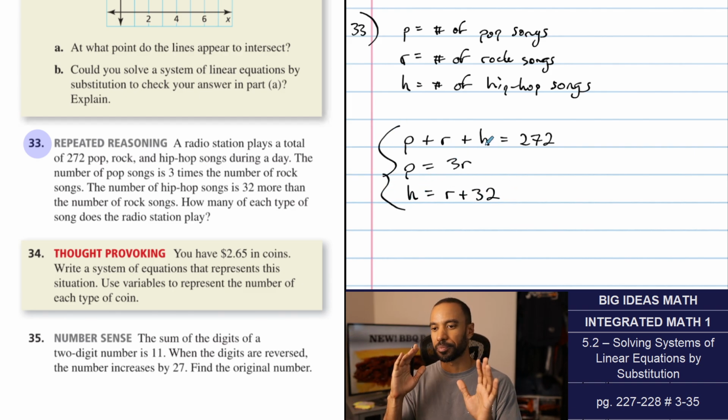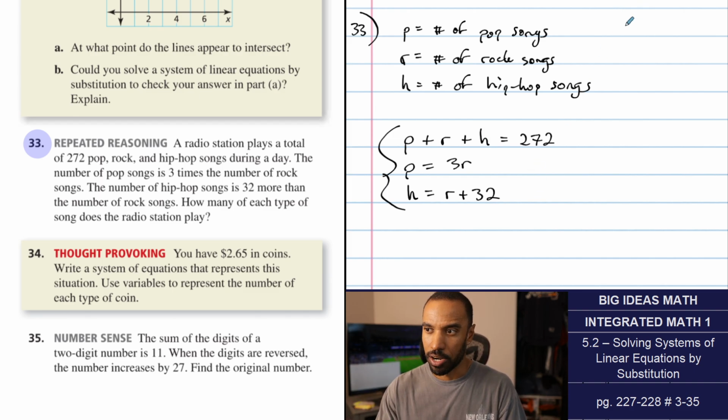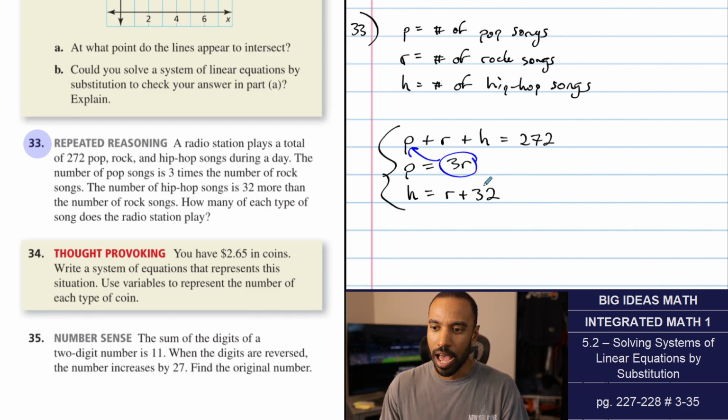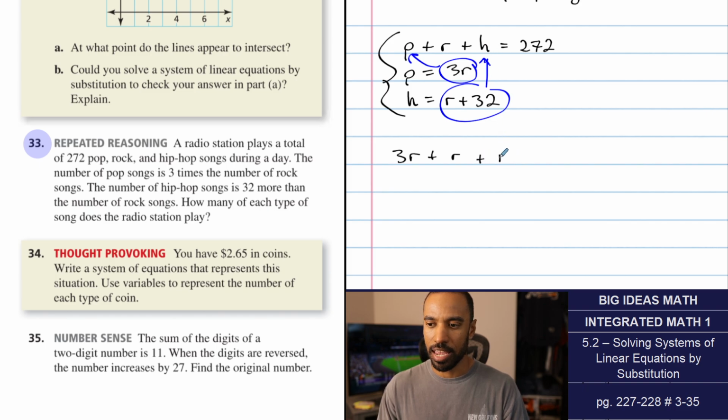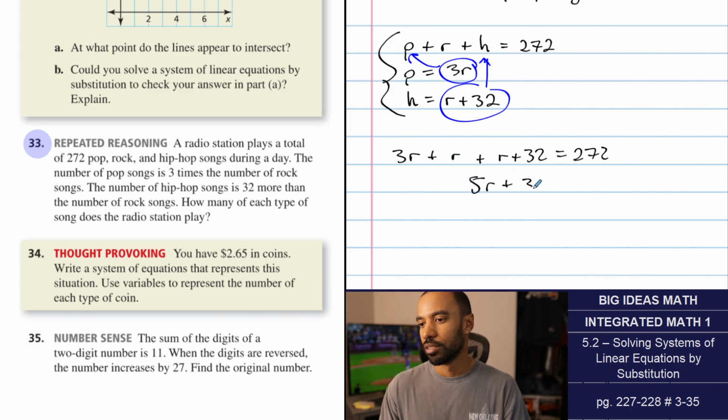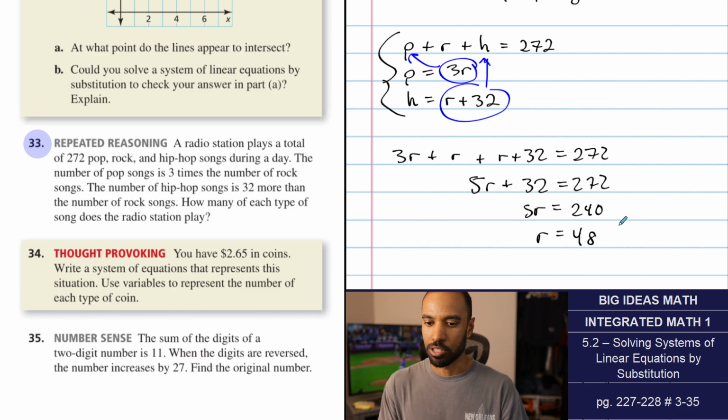Now here's the cool part. I can solve for the rock songs first here. I can substitute 3R for P. I can substitute R plus 32 for H, and R can be R, so I can have an equation with only R in it and then solve for R first. So instead of writing P, I can write 3R. I got this 1R here, and then instead of H, R plus 32, and this equals 272. 3R plus R is 5R. Subtract 32 from both sides, and divide by 5. You get 48. So 48 rock songs.